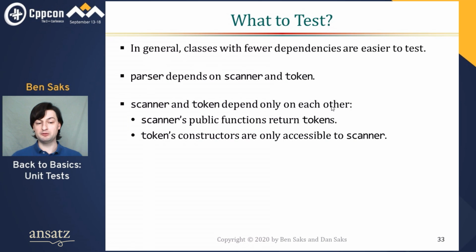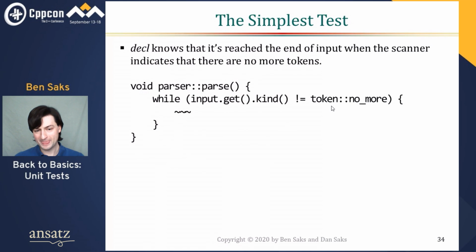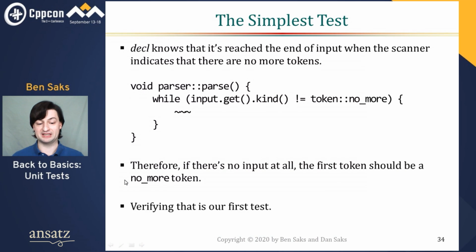It makes sense to focus our first test on the scanner and the tokens rather than on the parser because they have fewer dependencies. Decl knows that it's reached the end of the input when the scanner says there are no more tokens. That means the simplest possible test is if there's no input at all, the very first token should say there's no more input. That's our simplest test.